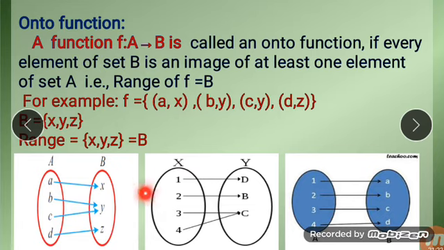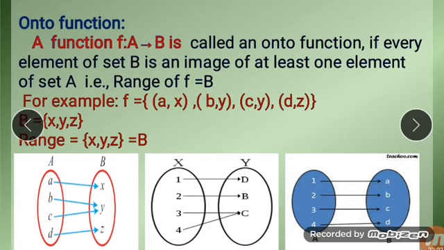We can see here that in set B all the elements are the images of some elements of set A. X is the image of A, Y is the image of B, and Y can be the image of C as well, and Z can be the image of D as well. So here no element in set B is left that is not the image of any element of set A. Similarly, we cannot see here any element left which is not the image of any element of the first set. Same is the case here. So this is an onto function.